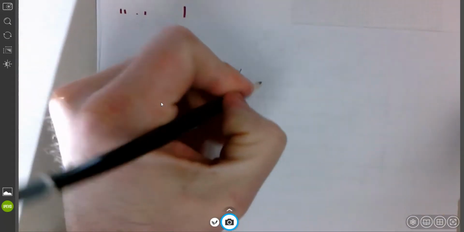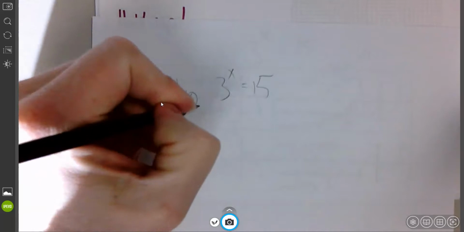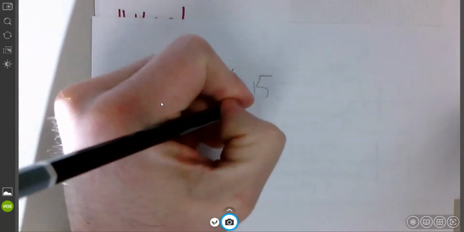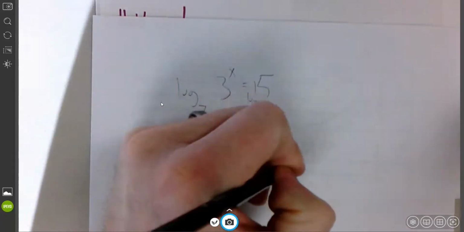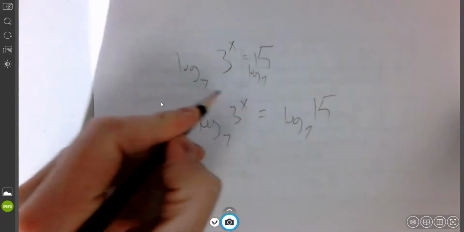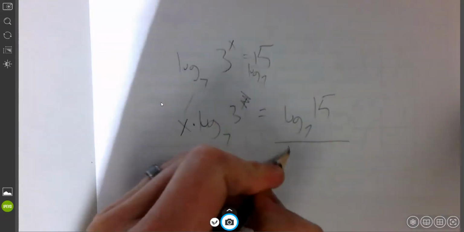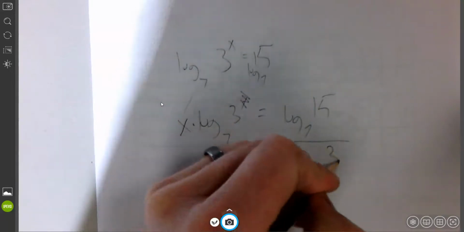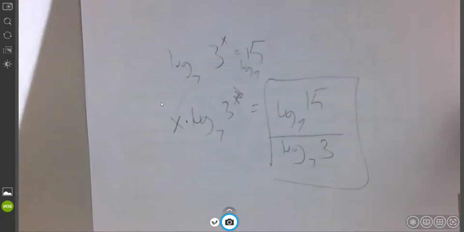Same exact problem here. 3 to the x equals 15. I took log base 10, but I could take any base I want. I could do log base 7. I don't know why I would. I would take the log base 7 of both sides equals log base 7 of 15. I could still bring the x outside with multiplication and then divide over log base 7 of 3. So notice we have log base 7 of 15 over log base 7 of 3.